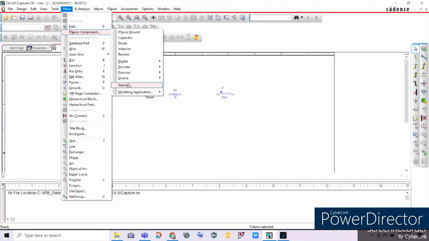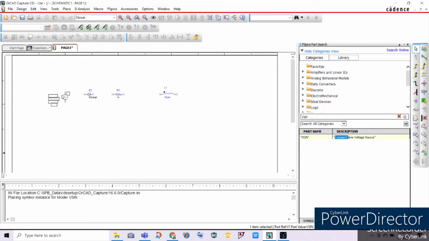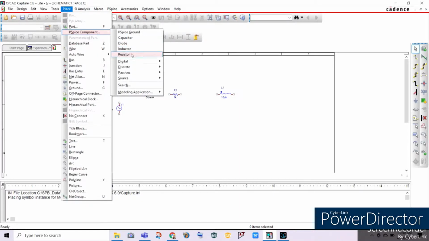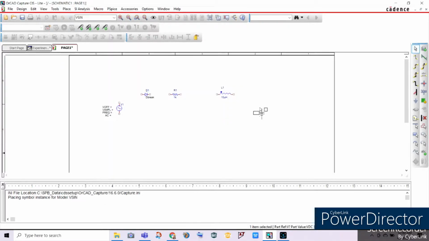So let's use our VAC source. Let's place a Pspice component, search here, and type this in. Let's use this one for our circuit, which is a transient sine voltage source. Let's place it here, and then we will be needing a DC voltage supply. Let's exit this one, place a Pspice component, then source, then voltage source, and then our DC voltage source. Let's put it here. Let's press escape.